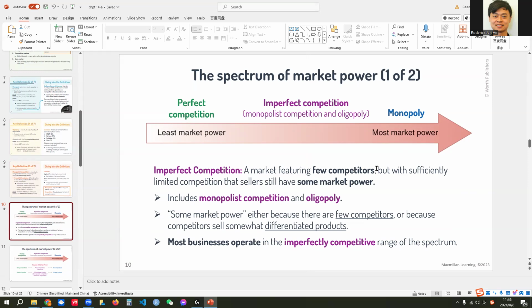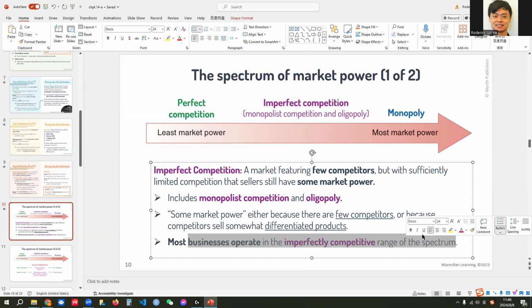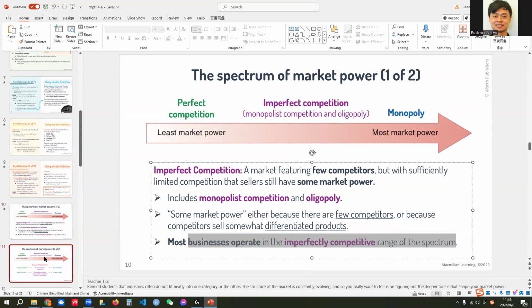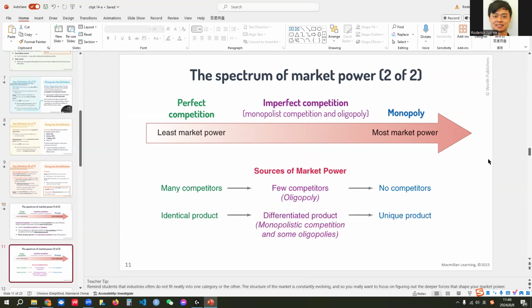So that's basically the idea. And most businesses operate under the imperfect competitive case rather than the two extreme cases. But we mainly learn these two extreme cases to have baselines, right? And knowing that the intermediate state, if they have less market power, then they are more similar to perfect competition. If they have stronger consumer loyalty, then they are closer to monopoly.